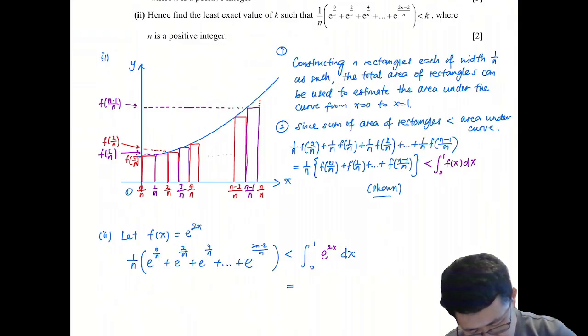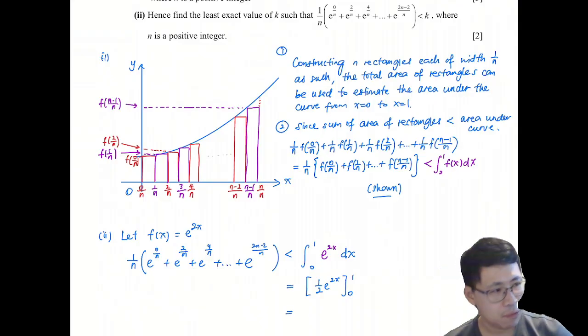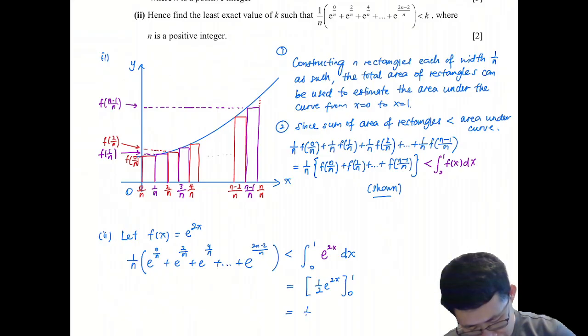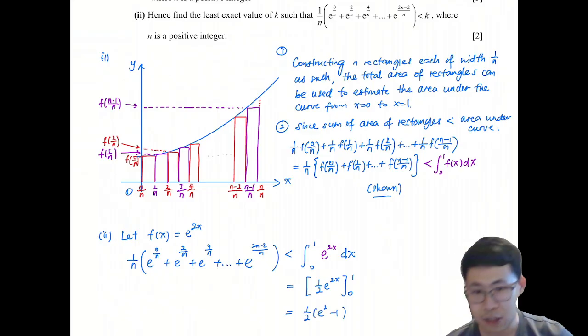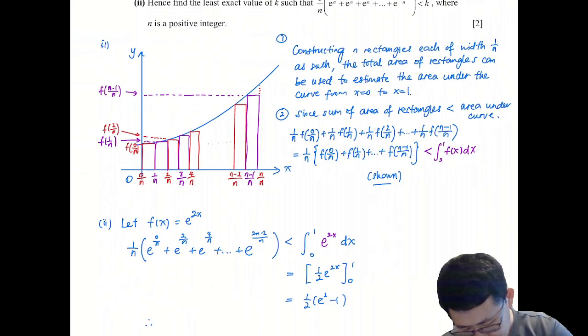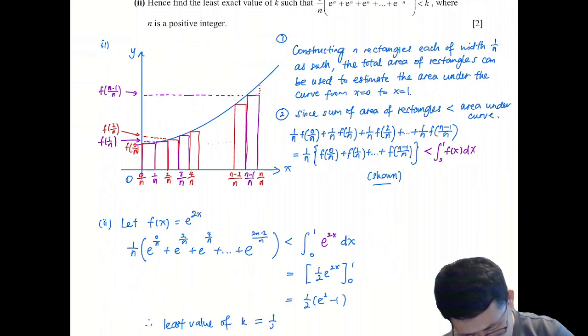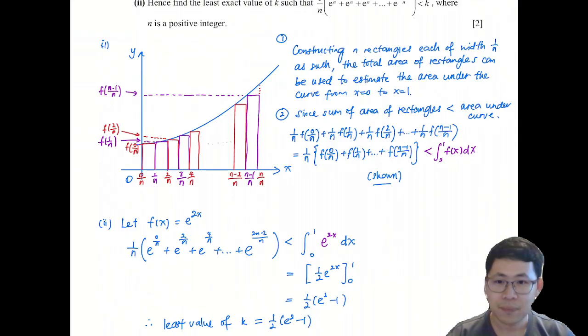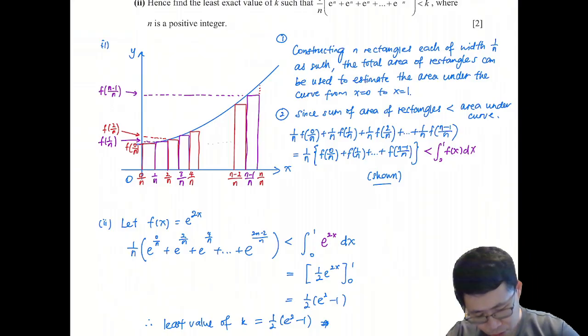So this one to integrate is actually half e to the 2x from 0 to 1. When we do some math, this is actually half of (e squared minus 1). It doesn't look like a constant, but it actually is a constant. So the least value of k would be half of (e squared minus 1). Okay, so that would be the answer for part 2.